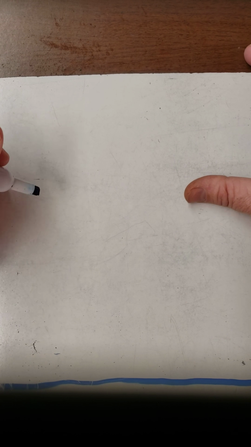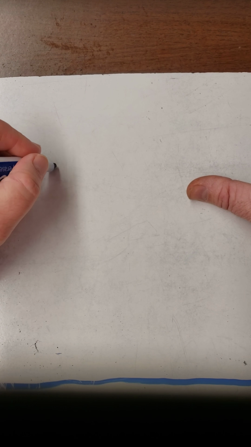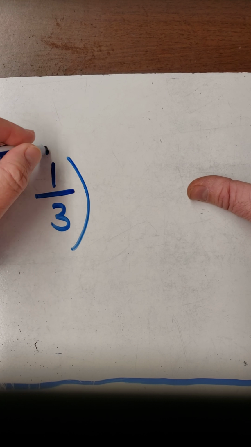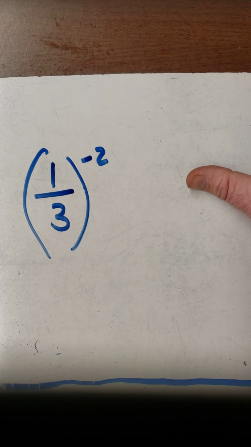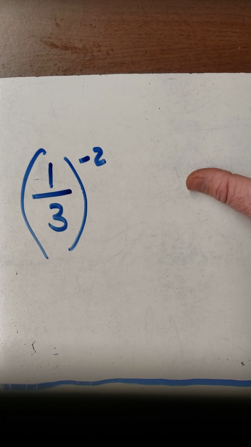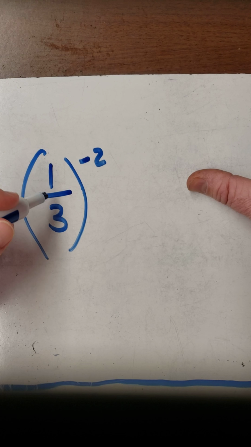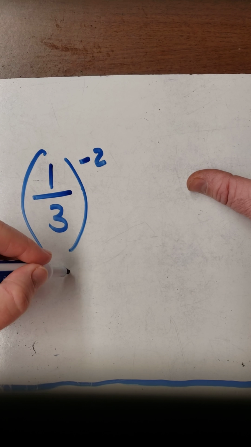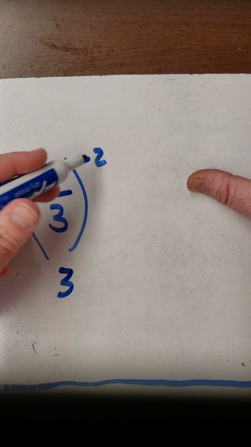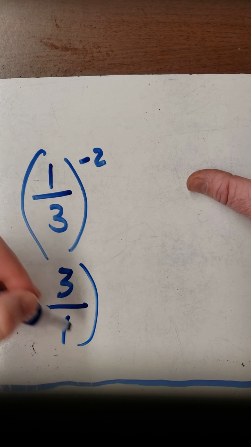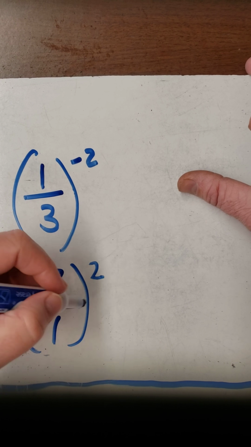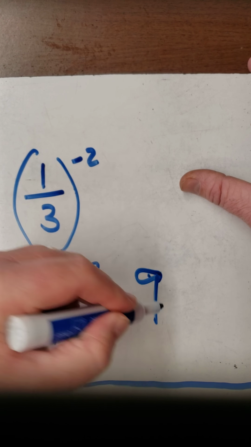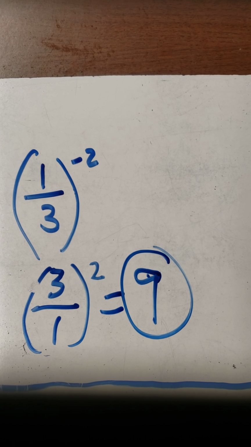In example 5, we have 1/3, which is your base, to the negative second. So we want to turn it into a reciprocal, so that we change this to a positive exponent. So it's 3 over 1 to the second power. And 3 over 1, or 3 squared, then is 9. That's our answer, 9.